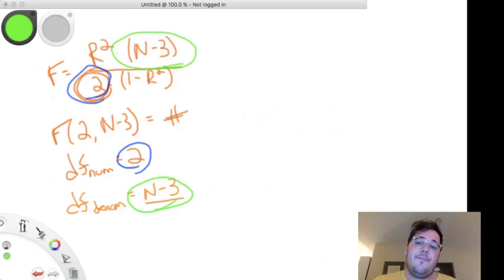So it's a little backwards when you're looking at this, right? The degrees of freedom for the denominator is coming from a term that's in the numerator, and the degrees of freedom for the numerator is coming from a term that's in the denominator. Don't let that fool you. The degrees of freedom, when you report it, will always be 2 and then n minus 3.